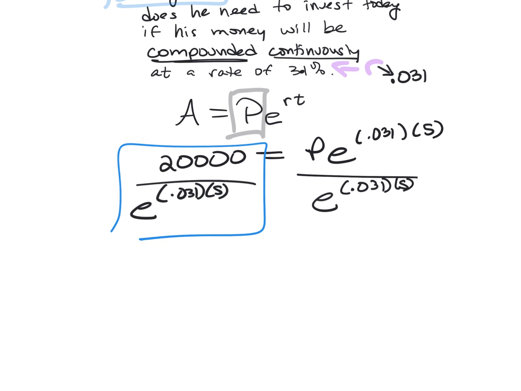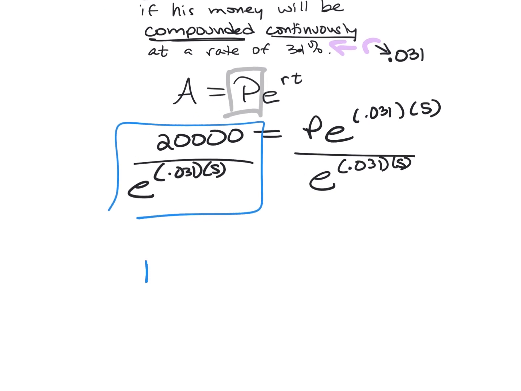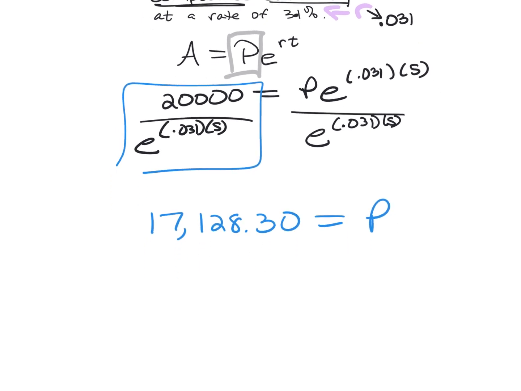And I get, he will need to invest $17,128.30. This is how much his initial investment will be in order to get it to $20,000. So all I'm doing is on my calculator, I opened up the fraction so I can show you how I entered it. Again, if you want to do it step by step, you can do that as well.